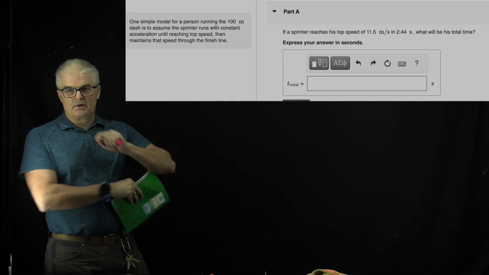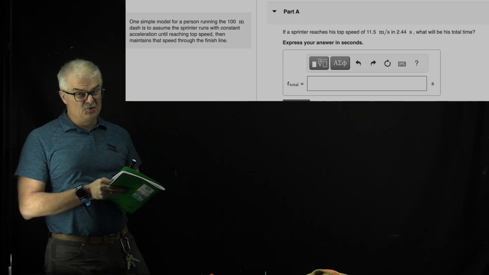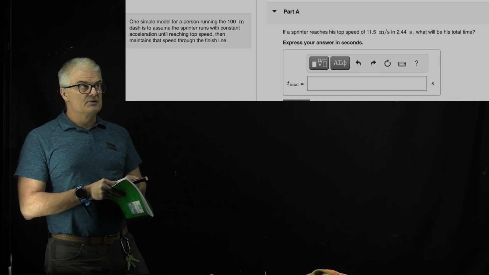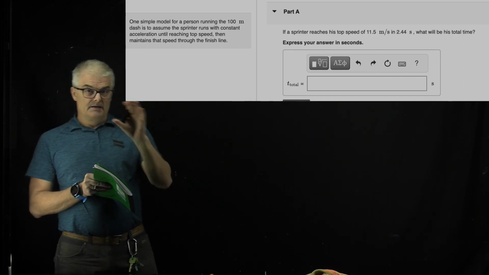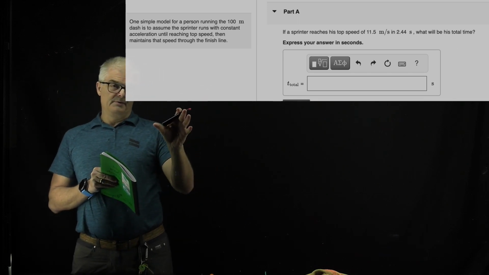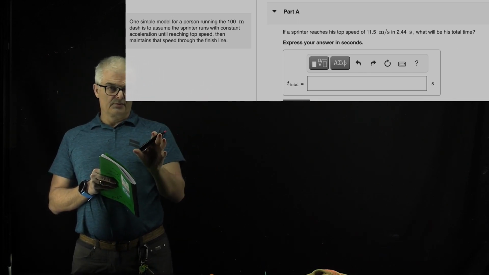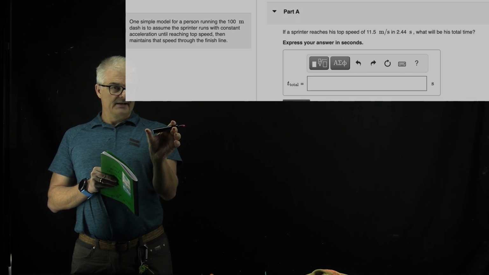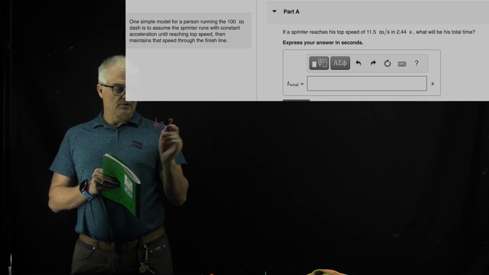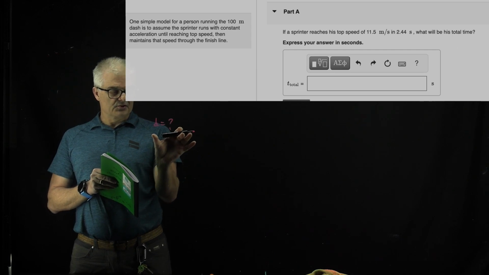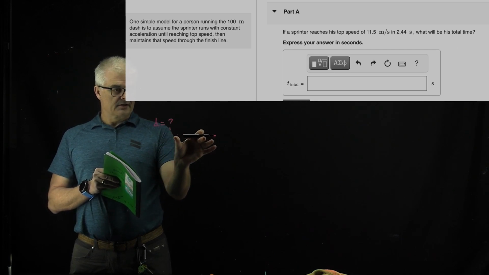Like the last question, this one's going to be a sort of a two-parter. You need to realize that the person is going to sprint up to 11.5 meters per second in 2.44 seconds. So you want to first find out how far they travel. So d equals question mark during the acceleration phase, because there's two phases, the acceleration and the constant velocity.